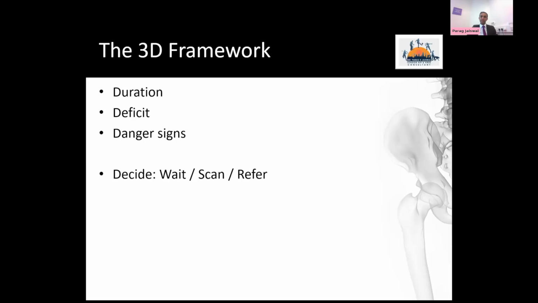Once you've determined what the Ds look like, and particularly if there is a significant deficit, if they're unable to weight bear, you then need to decide whether to wait and continue with rehab, or to send for a scan, particularly if they've had a period of rehab and they have persistent symptoms, which is part of the duration, or to refer if they have any red flags.